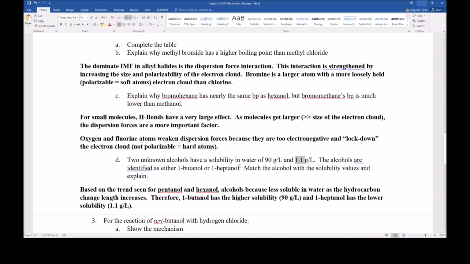But once you get to about 7 carbons, then the solubility gets so low that we're just going to refer to that as immiscible. We're going to say that you really can't get enough heptanol. 1.1 grams in a full liter of water is not a very impressive amount. But 90 grams in a full liter, now that's impressive. So 1-butanol is definitely miscible.